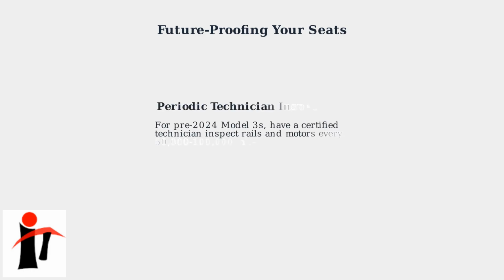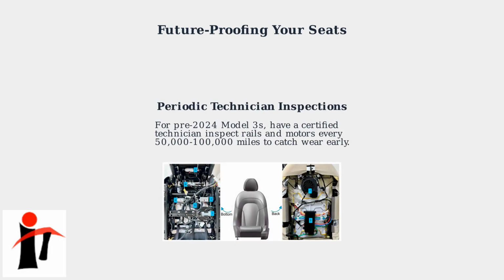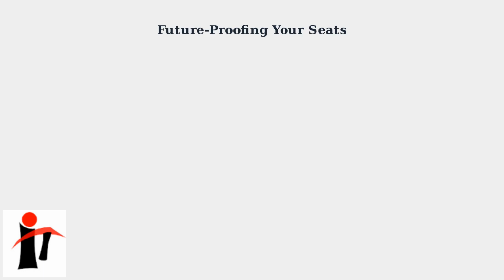For older Model 3 vehicles built before 2024, consider having a certified Tesla technician perform periodic inspections of the rails and motors. Check every 50,000 to 100,000 miles for signs of wear, such as dry lubrication or motor sensor issues. Early detection prevents major failures and extends seat lifespan.